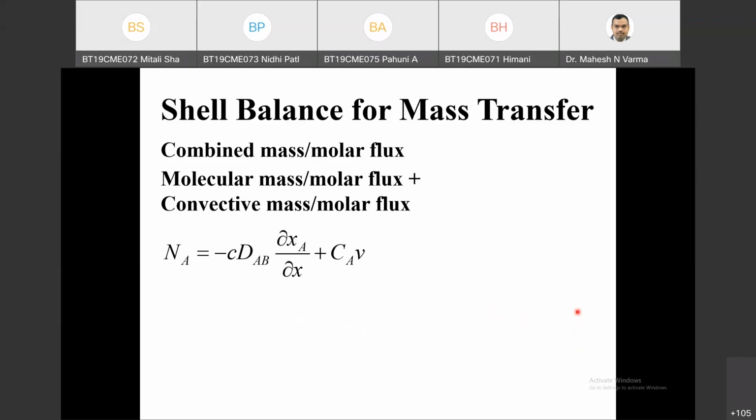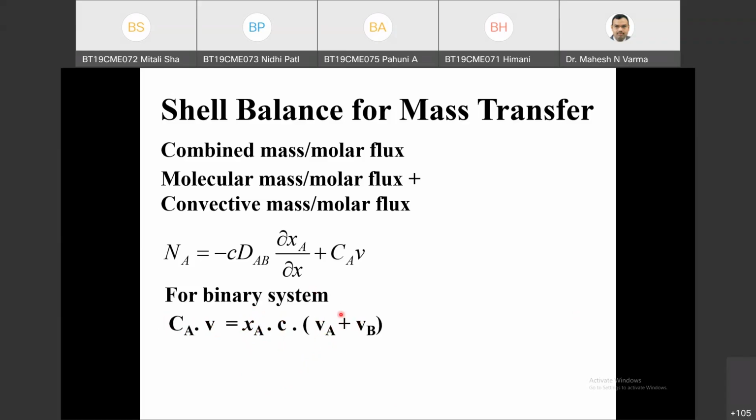If I have a binary system, it means there are two components in the total composition of my compound. My system consists of two components. So Ca into V: how is Ca defined? How is Ca related to the total concentration? Ca is related to Xa into C: total concentration times mole fraction gives Ca, and this is a velocity. This velocity can be related to the component velocities.